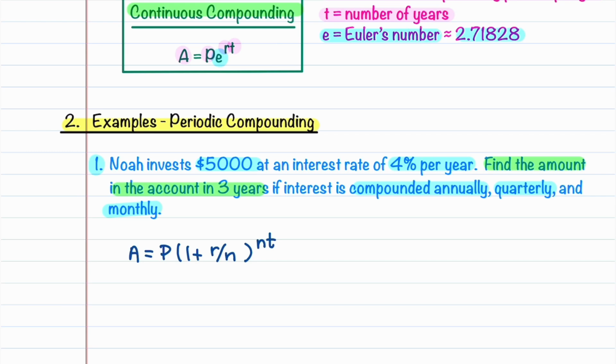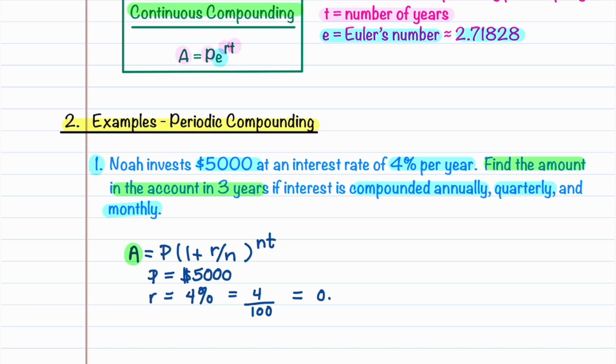Let's start by highlighting in green what we want to find. We want to find the amount in the account in 3 years. So we're going to be finding A. Let's now write down what all the other variables are. Our principal P is the amount we invest, and that is $5,000. R is our annual interest rate, and we're told that that is 4%. We need to convert this to a decimal. Whenever you have a percent, that's just the number divided by 100. And then to make it a decimal, you just move the decimal point 2 places to the left.